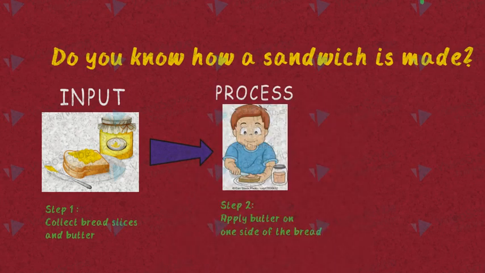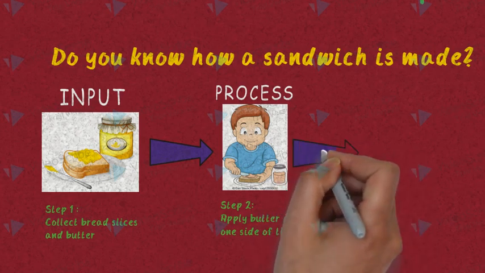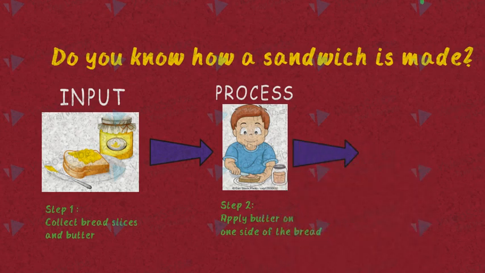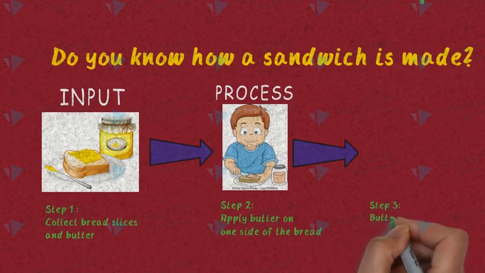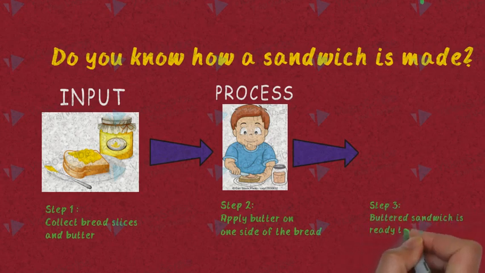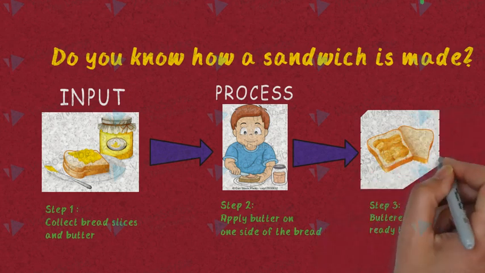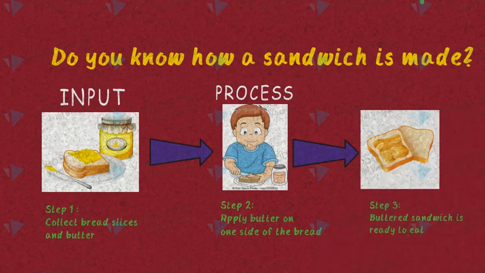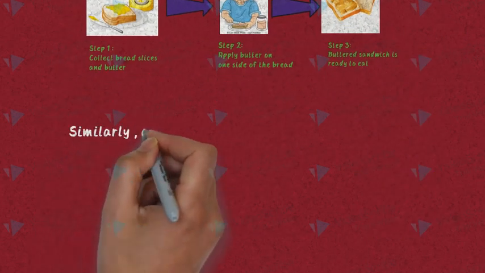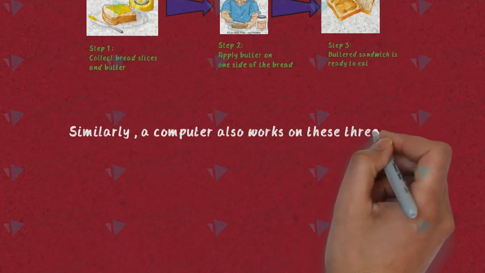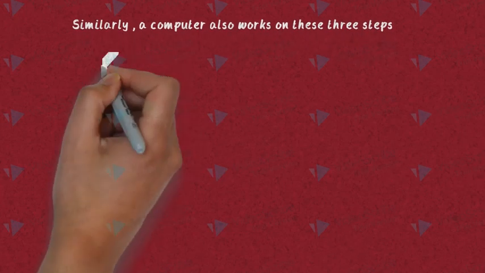After this, we'll proceed to our third step. Here, our sandwich is ready. Our buttered sandwich is ready to eat. So what is this? This is our output. So our input, that is the slices of bread, is converted into the buttered sandwich. Similarly, a computer also works on these three steps.